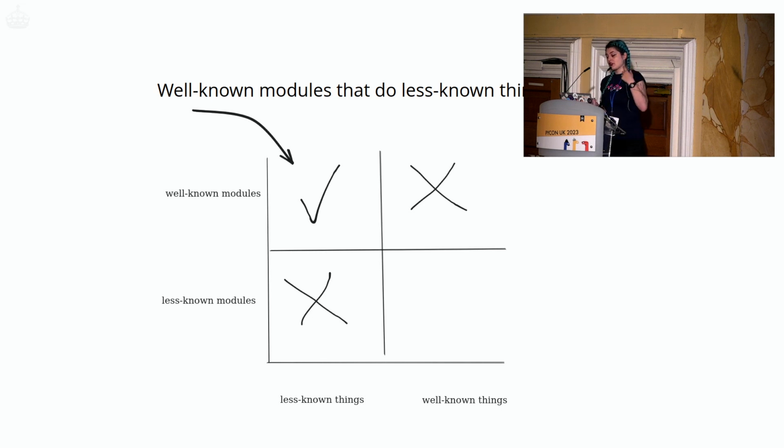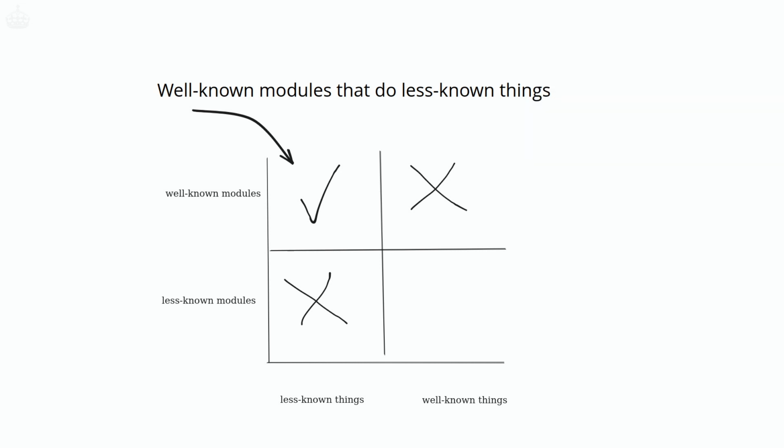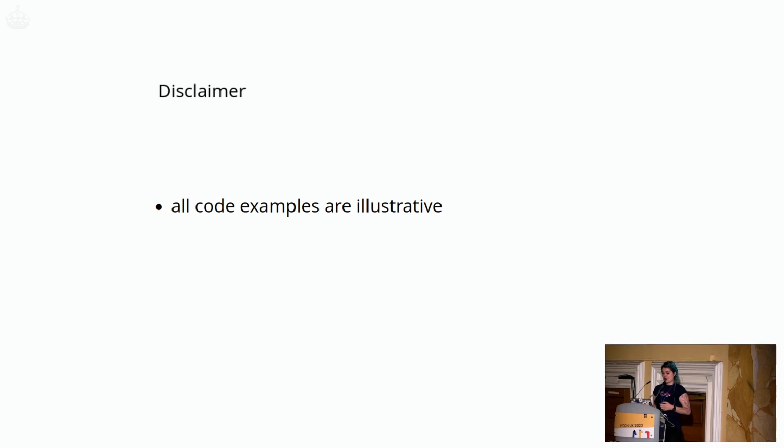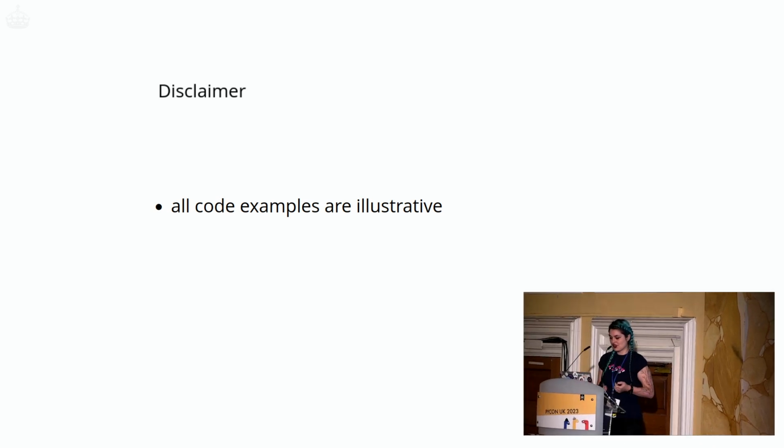We can start with the first one, which is well-known modules which do less-known things. We can see what is hidden in the modules which all of you who have already used the standard library have probably used. Just a small disclaimer before we start: whether to use the standard library or not depends on your specific use case. All the code examples are just illustrative, so you would be able to understand them without having to think about the code itself.